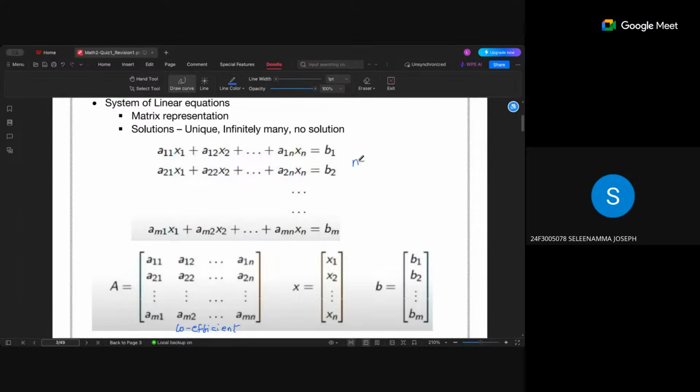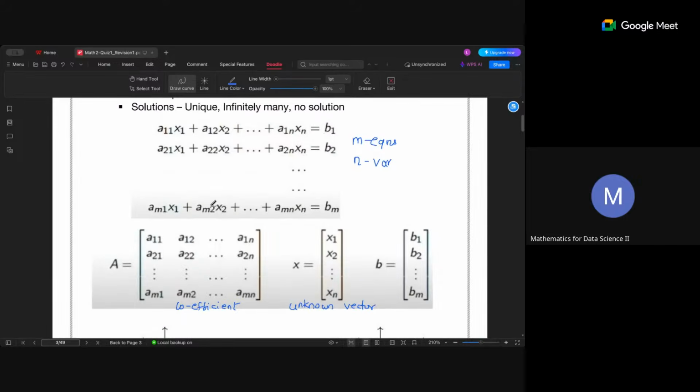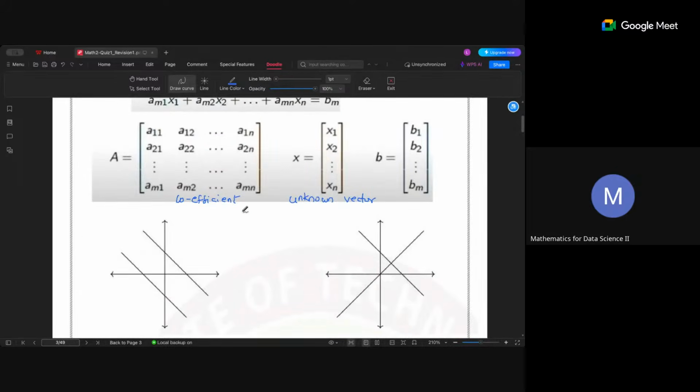M equations. So we see m equations, and how many variables are there? We have n variables. So here we have a coefficient matrix and an unknown vector. This is the way we write the system of equations in the matrix representation, so the same can be expressed as Ax equal to B. Now suppose we are considering a specific scenario where we have two equations and two variables.